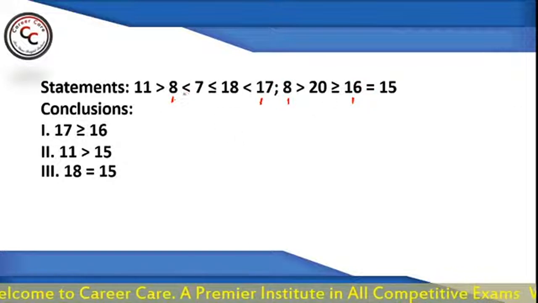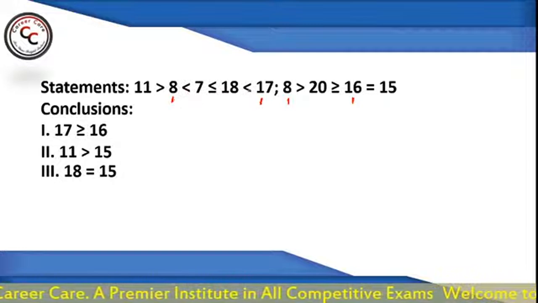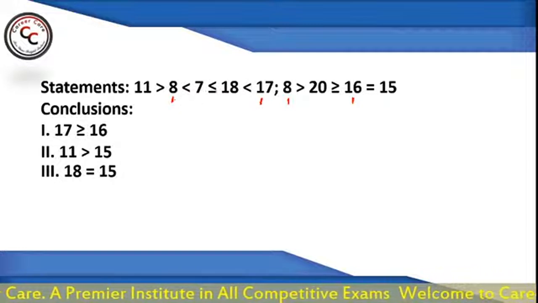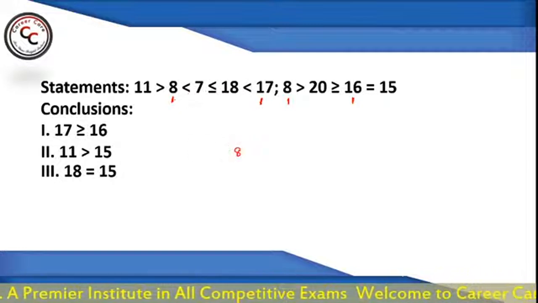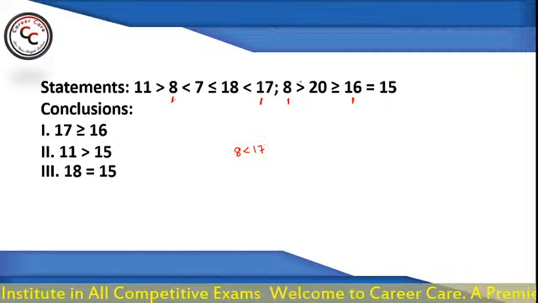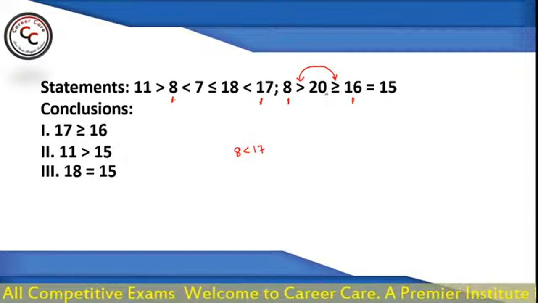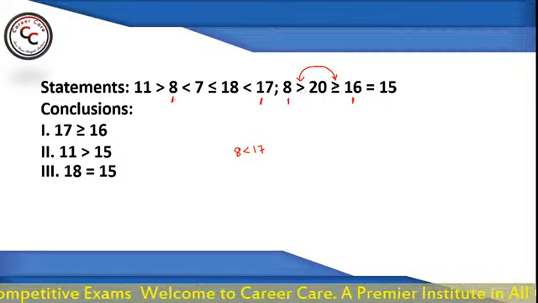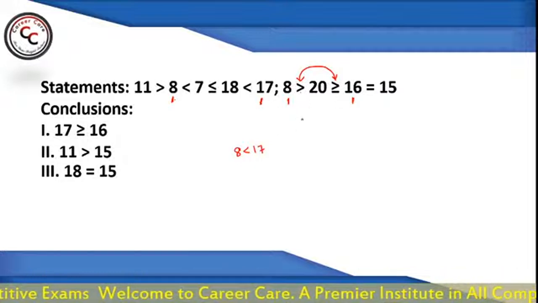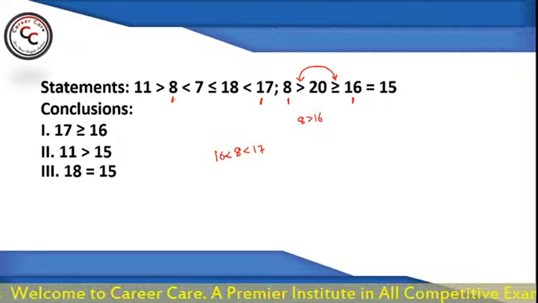Right? So see, what is the relation between 8 and 17? 8 less than or equals to, less than or equals to, less than. Out of these three, less than is having the highest priority. So 8 is less than 17. Similarly, what is the relation between 8 and 16? 8 is greater than 16. Why? Because out of greater than and greater than or equals to, greater than is having the highest priority. So 8 is greater than 16. In reverse, you can write it as 16 is less than 8.